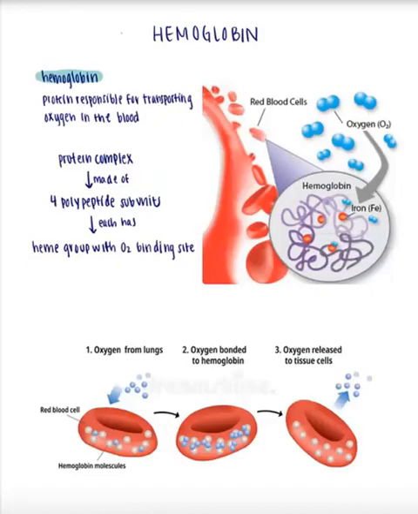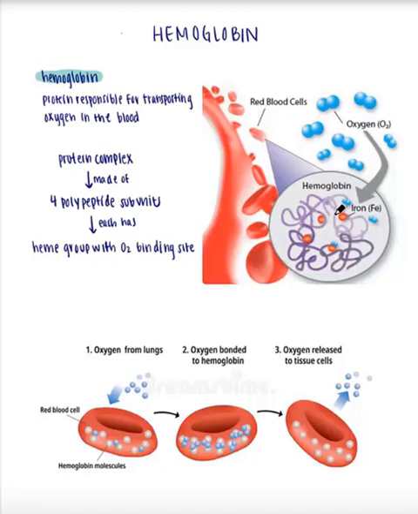So first off, we have hemoglobin, which is a protein in our blood that helps us transport oxygen from our lungs all the way to all of our tissues. Hemoglobin is a protein complex, made up of 4 polypeptide subunits, so it has a quaternary level of structure, and each of those subunits has a heme group with an oxygen binding site. So here we have 1, 2, 3, 4 polypeptides, 4 heme groups. Each of them is going to attach to oxygen.